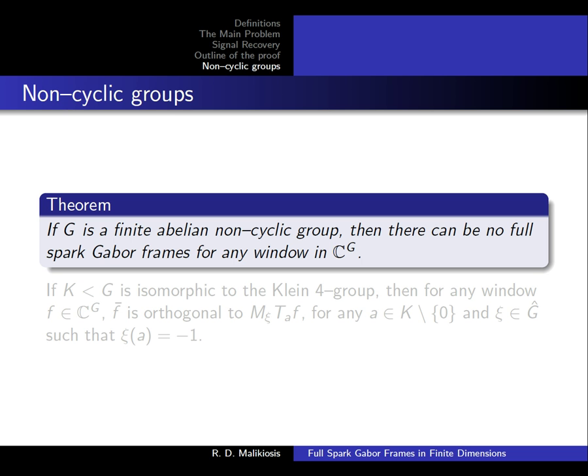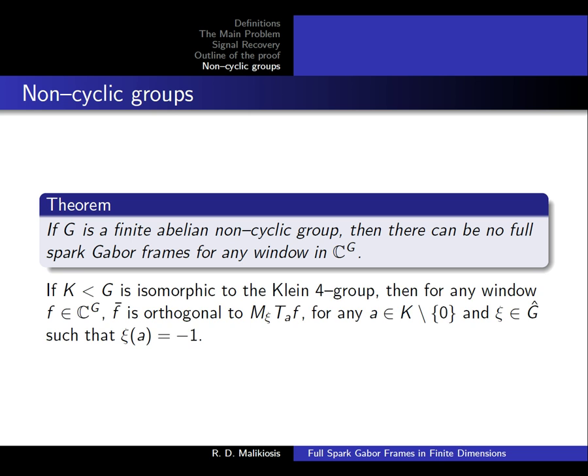So if G is a finite abelian non-cyclic group, then we can never have full spark Gabor frames for every window. And as I told you at the beginning, we have either one of the two extremes. Either no full spark Gabor frames exist, or they exist for almost all windows. So here we have the other extreme. And I will just show you the proof when G contains the Klein group, Z2 cross Z2, which was already known by Getzfander, I think.